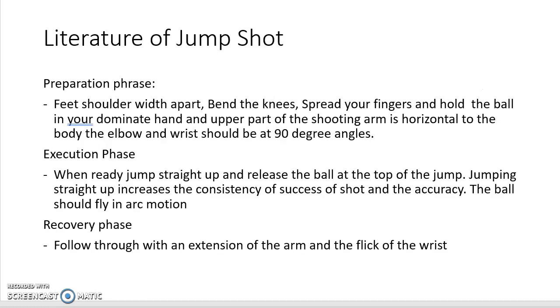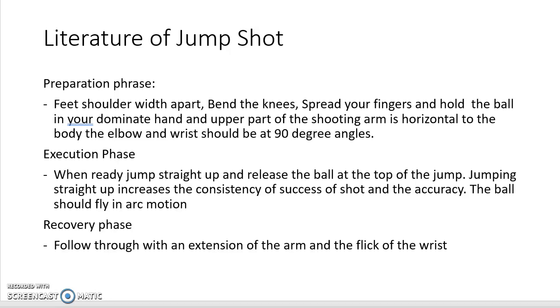So the literature of the jump shot, with the preparation phase: feet should be shoulder width apart, bend at the knees, and then spread your fingers and hold the ball in your dominant hand. This will allow control, and the upper part of the shooting arm is to be horizontal to the body, with the elbow and wrist at 90 degree angles.